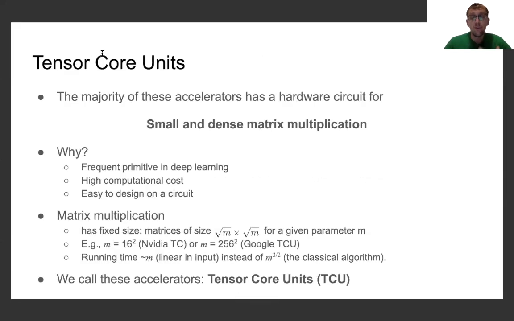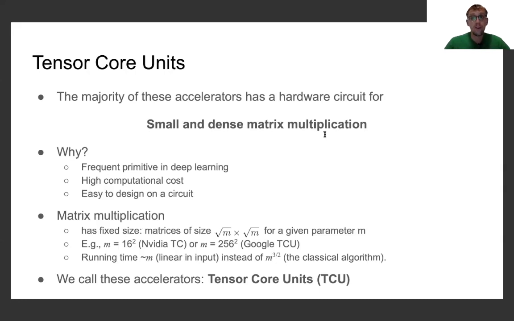Okay, so the majority of these accelerators have a hardware circuit for small and dense matrix multiplication. Why? Well, because matrix multiplication is one of the most frequent primitives in deep learning. And it also has a very high computational cost, so it is the best computational problem to address to improve the performance of deep learning. And it's also very easy to design a hardware circuit for matrix multiplication.